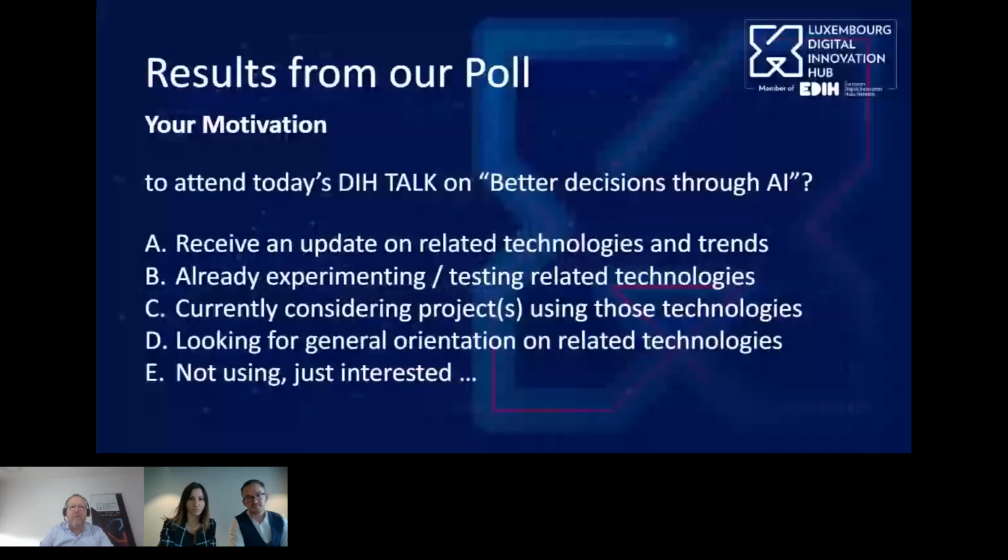Again, it takes a bit before the screen is showing up. Just to give some feedback on this question asked, more than 50% rated that they are connected and part of the talk today because they like to receive an update on related technology. And the next three are equally shared, just in case you're curious about who is attending these kinds of webinars.